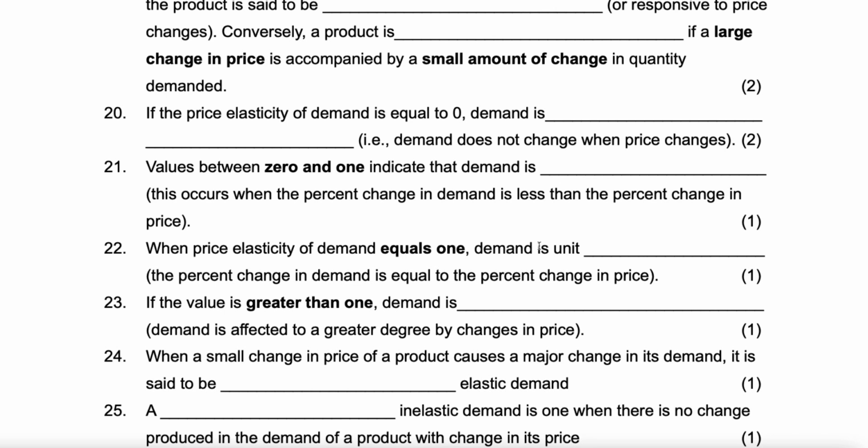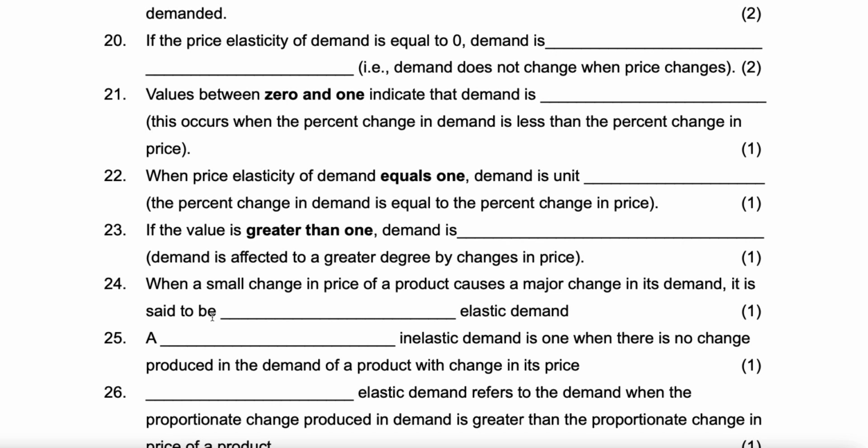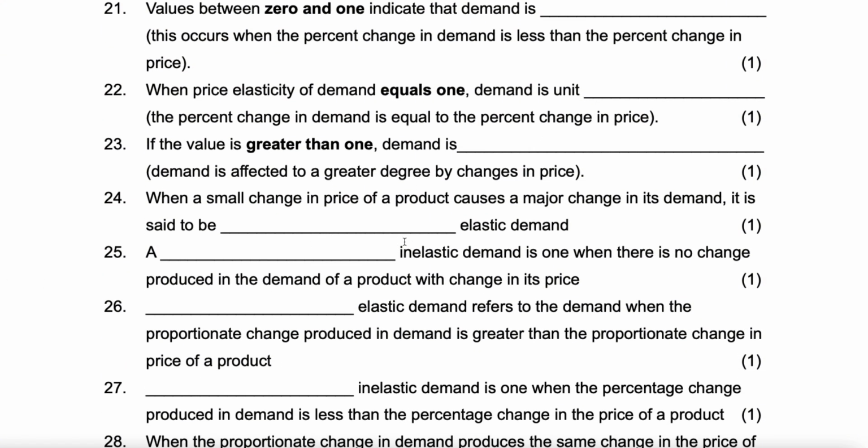Demand is unitary elastic. Why did I put this word? Because that's the answer. Then if the value is greater than 1, demand is elastic. When a small change in price of a product causes a major change, this is very much elastic. Here, I think what I wanted was perfectly elastic, but relatively elastic also makes sense.